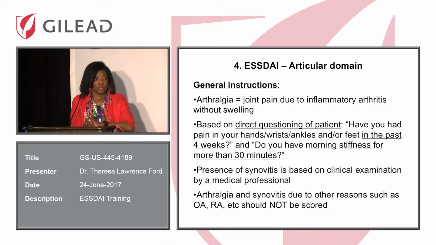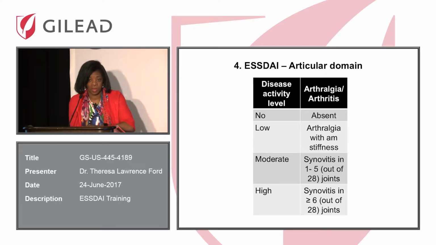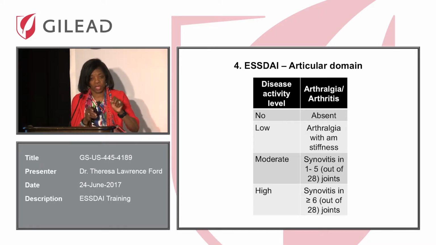And obviously, this is your evaluation, and we're not always 100% on point, so we're going to do it the best of our ability, okay? And I think the key take-home here is that we're talking about arthralgias, which is tenderness, and then synovitis, which is going to be swelling, okay? And the articular domain then, low, as I said, arthralgia, moderately the synovitis with the 1 to 5, and the high greater than 6, out of a total of 28 joints, 10 hands, each wrist, 2 more, and we have our ankles and our feet, okay?